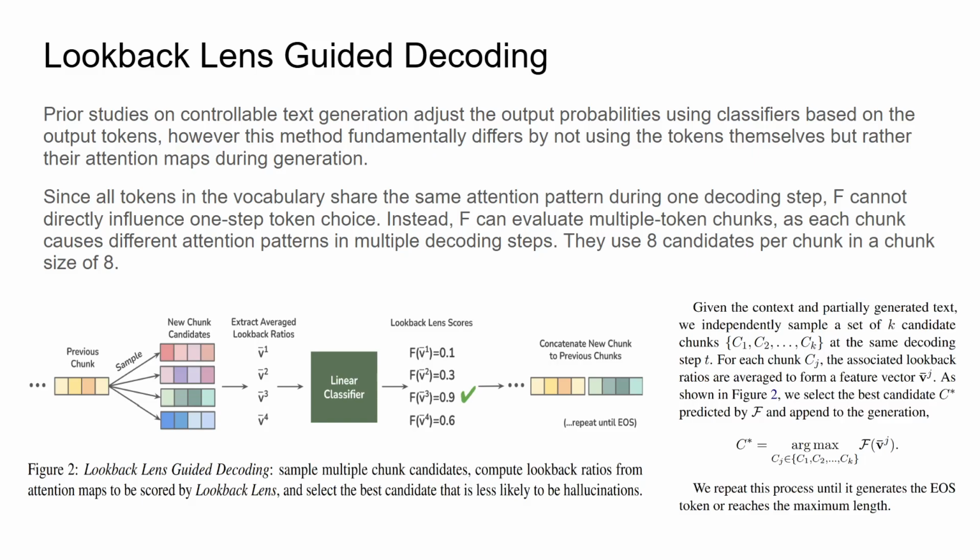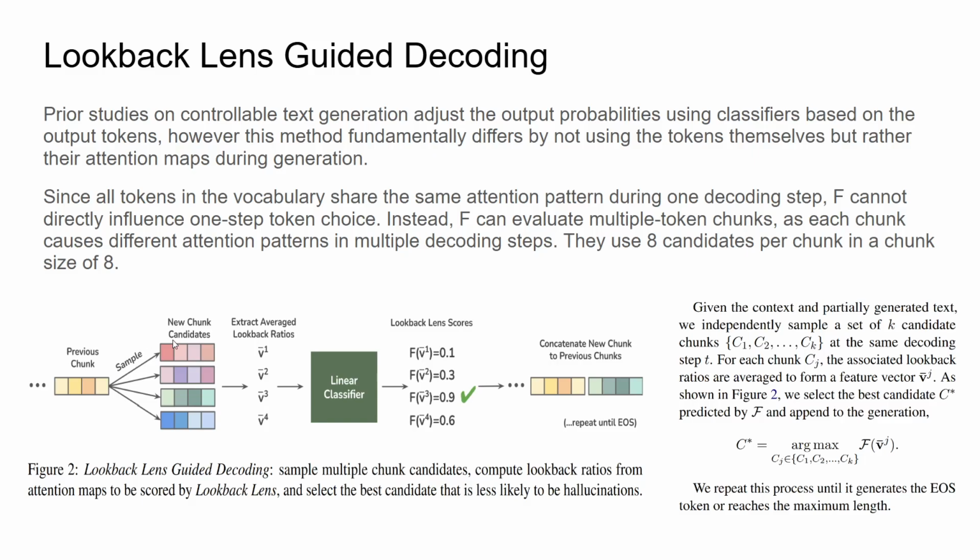And then Lookback Lens guided decoding is basically, if you remember, I mentioned that they use this to not just detect but also mitigate. They use this lightweight classifier, which is just a simple logistic regression classifier, to create a decoding method where at each time step, when you generate a chunk, you generate multiple chunks and then you see which of those have the lowest hallucination score and are much more faithful to the context.